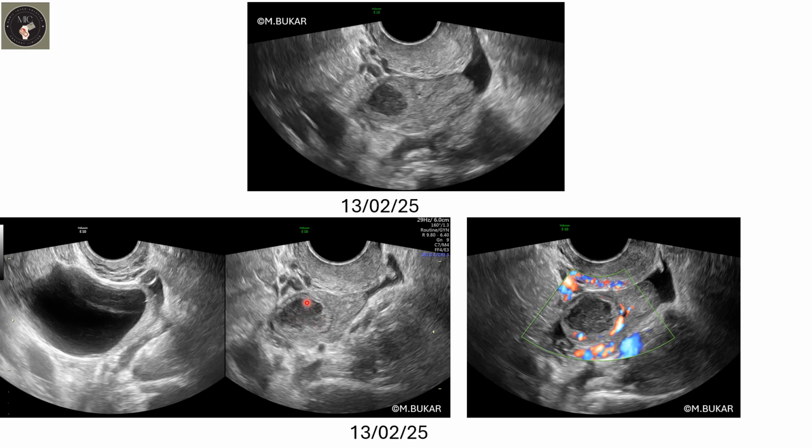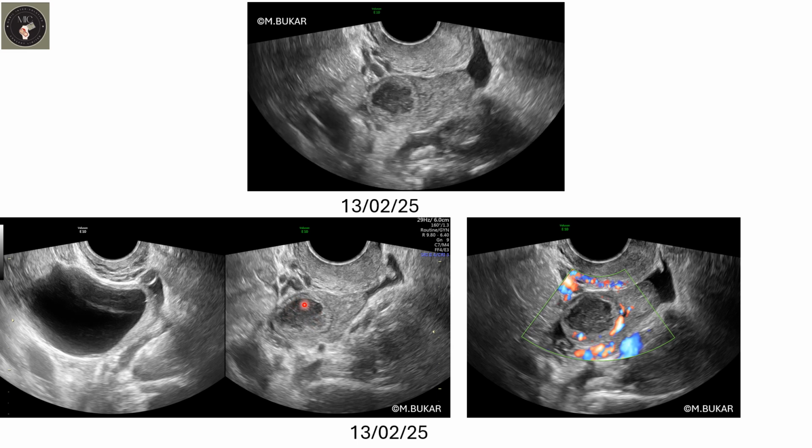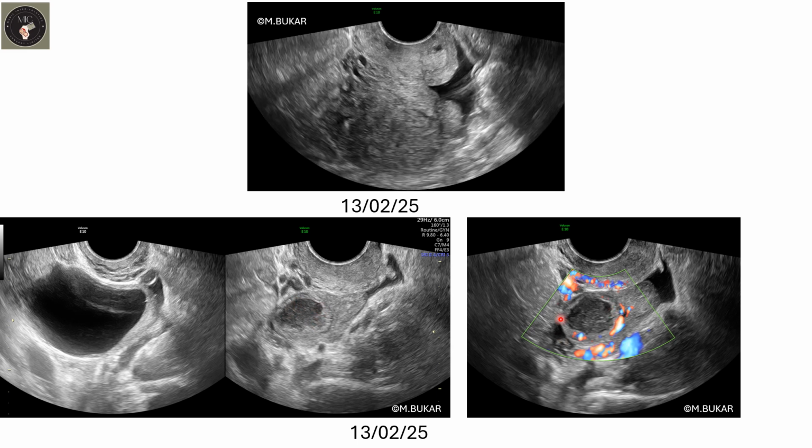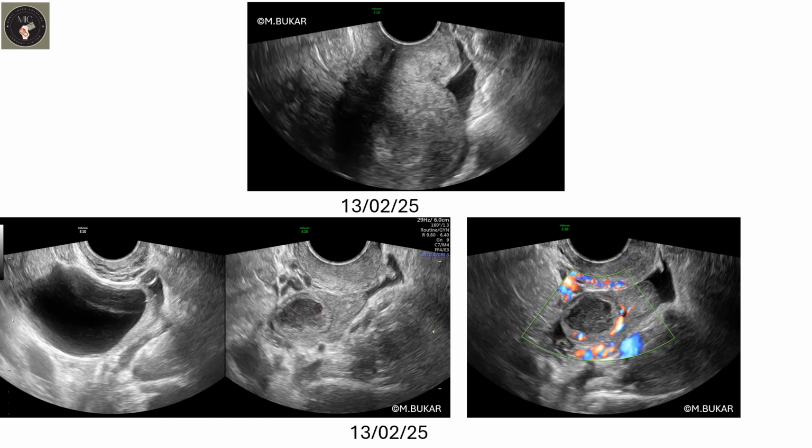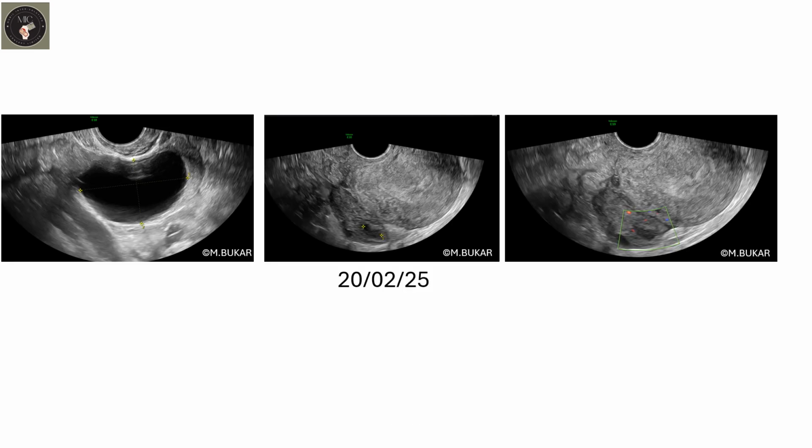At times, it could be mistaken for a solid lesion. And look at the good blood flow to the corpus luteum. 20th of February, same size of this cyst. So our impression here is a serous adenoma.